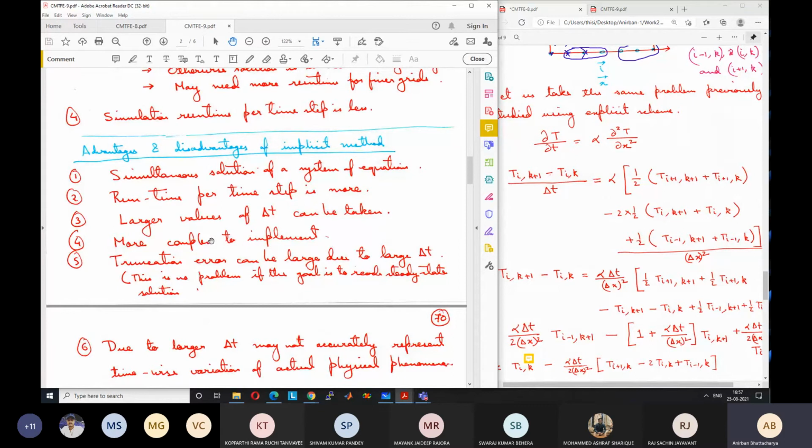On the contrary, for implicit method, the main disadvantage is that you need to simultaneously solve a system of equations, which is computationally expensive, difficult to implement, and will take more time per time step. Okay, more runtime per time step. But the advantage is that we can take larger value of delta t, like the situation that I was showing.